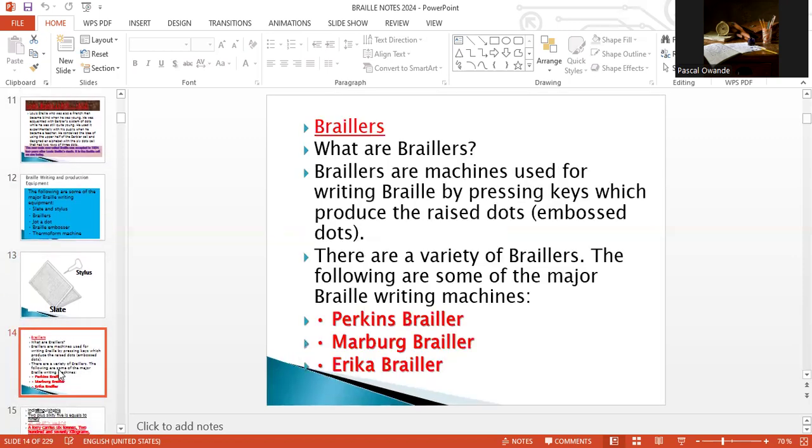We have Braillers. What is a Brailler? Braillers are machines that are used for writing Braille by pressing keys which produce the raised or embossed dots. There are a variety of Braillers. The following are some of the major ones. The Braille writing machines include the Perkins Brailler. This is the one adopted by the majority of learning institutions and by individuals who have visual impairments. We have the Marburg Brailler, and we also have the Eureka Brailler.